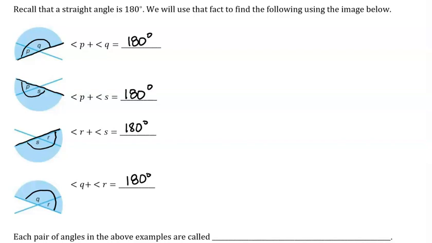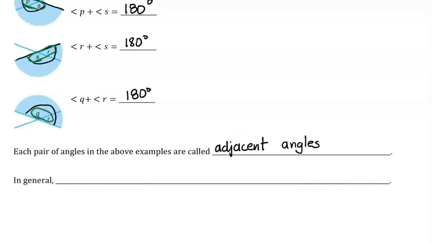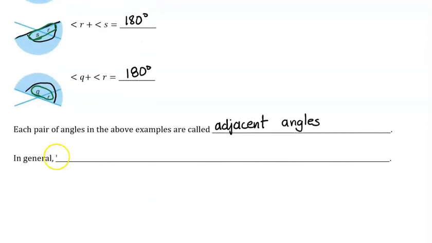Now, each one of these pairs of angles that we've seen so far are called adjacent angles. The word adjacent by itself, even outside of mathematics, means next to each other. If two things are adjacent, then they're side by side. And notice that the angles that we pointed out here are all adjacent. All of these angles are next to each other. So generally speaking, when two lines intersect, adjacent angles form a straight angle.